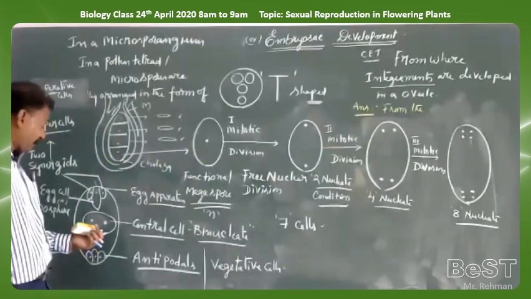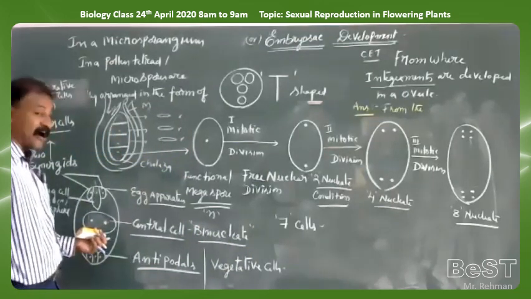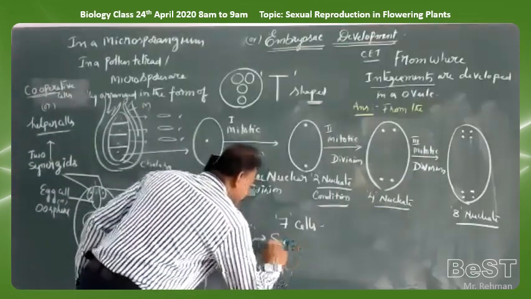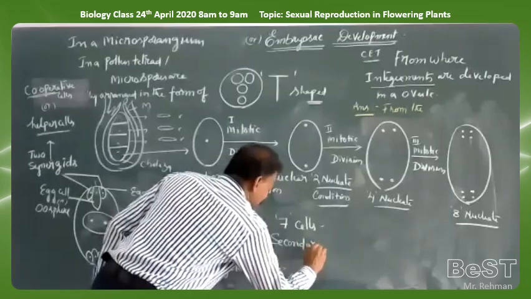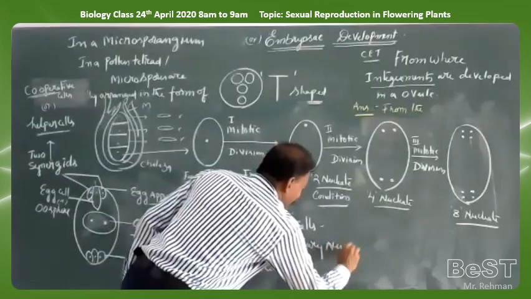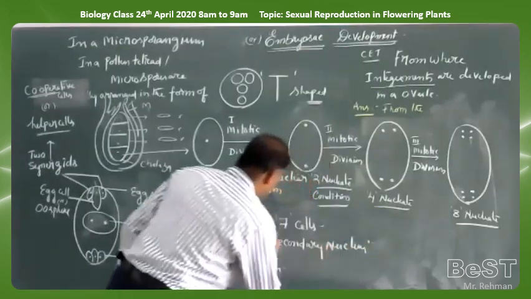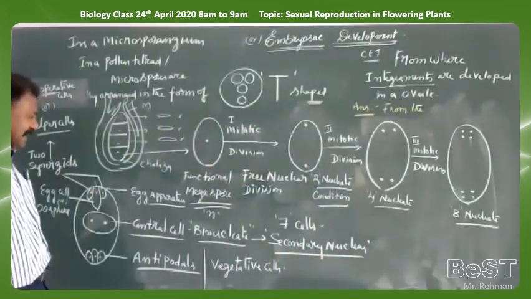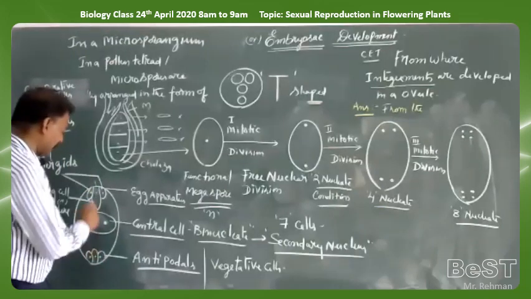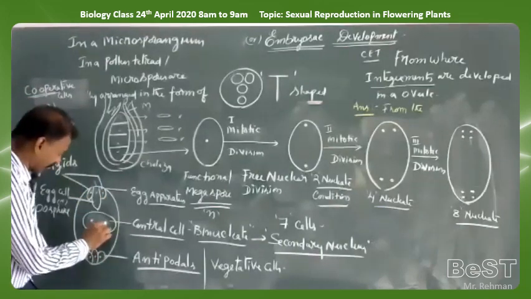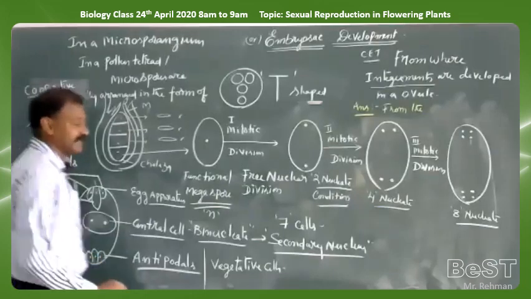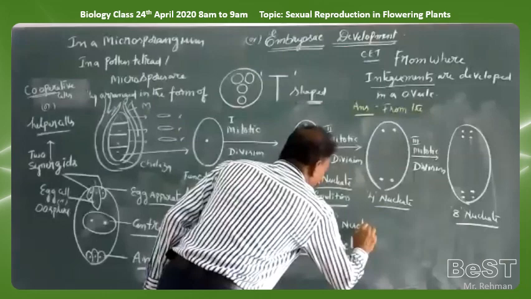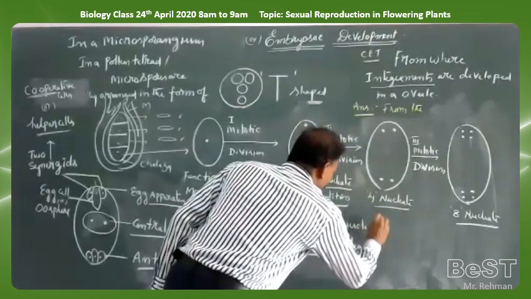It is also called the fusion nucleus, or the secondary nucleus. 7 cells are there, but how many nuclei are there? 1, 2, 3, 4, 5, 6, 7, 8. 8 nuclei, so it is 8 nucleated.